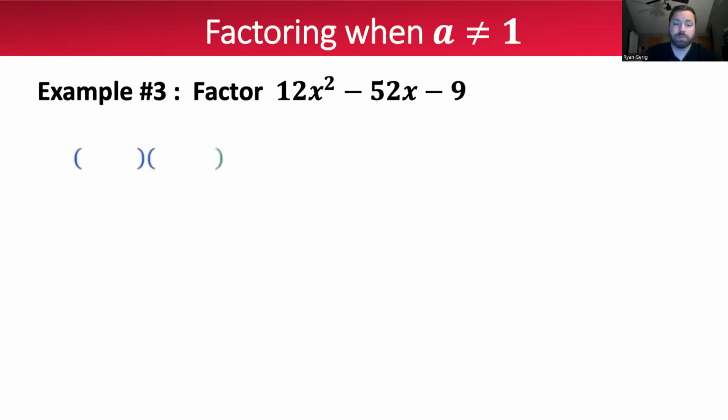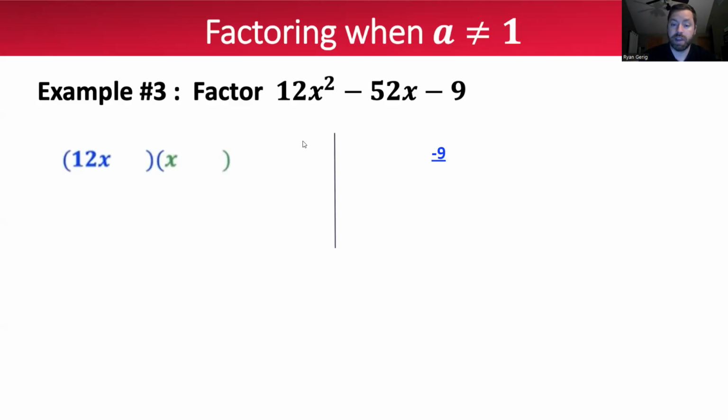Okay, so let's get started on this one. This one has a lot of possibilities because there's a lot of ways I could get 12x squared. I could do 12x and 1x. I could do 2x and 6x. I could do 3x and 4x. So I'm going to start with x and 12x.